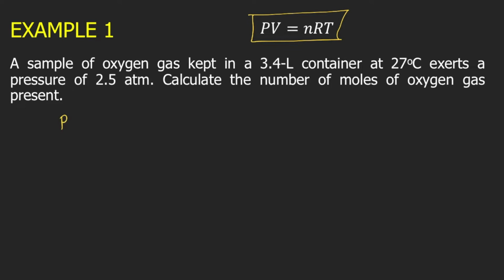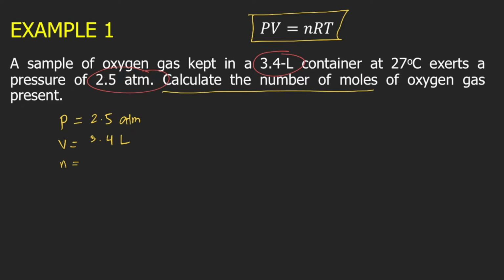The pressure given in the problem is 2.5 atm. The volume given is 3.4 liters. n is the number of moles, which is missing in this problem. It's the one being asked: calculate the number of moles of oxygen gas. So that's unknown, so just write a question mark.